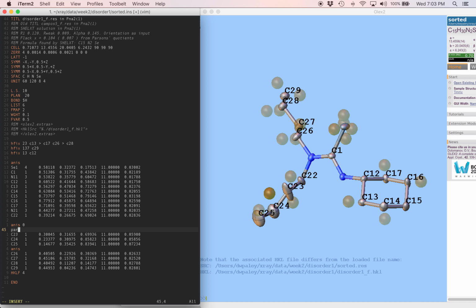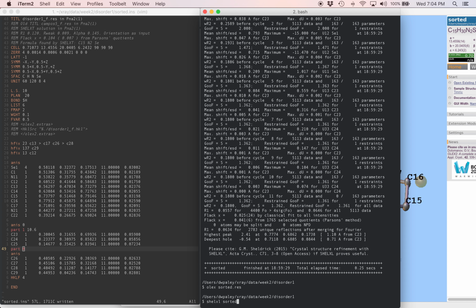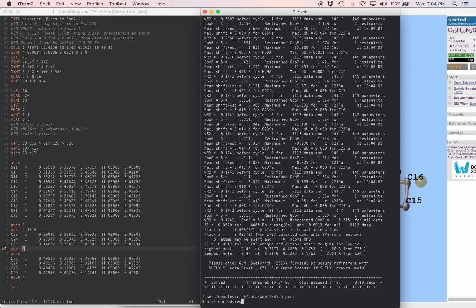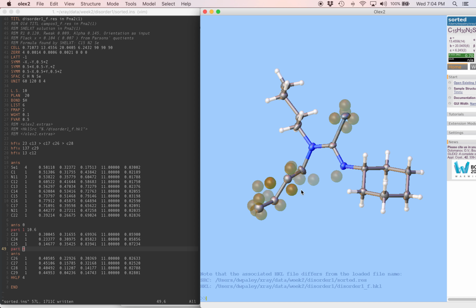Before C23, I'm going to put part 1. We'll set the occupancy. 10.6 is a good starting point. It doesn't have to be perfect. And we're not going to forget, after the last disordered atom, we're going to put part 0. We'll save this file. Now we'll run the refinement. And we'll go right over and look at the result.